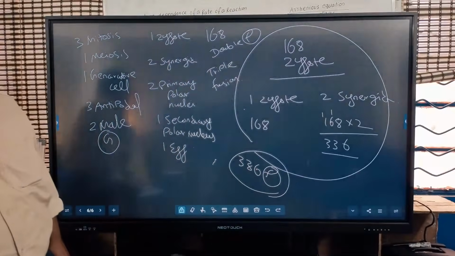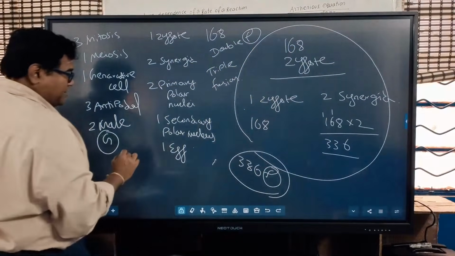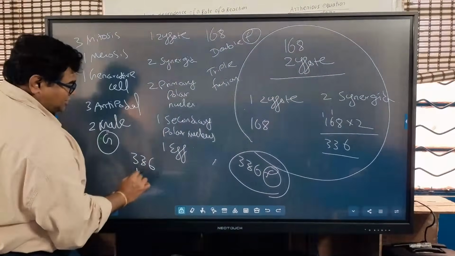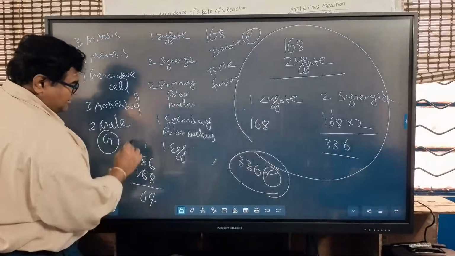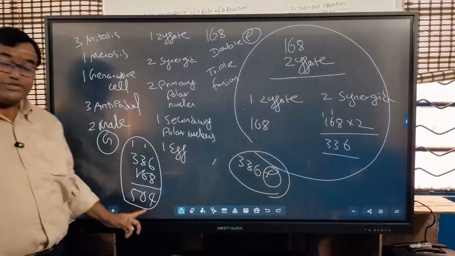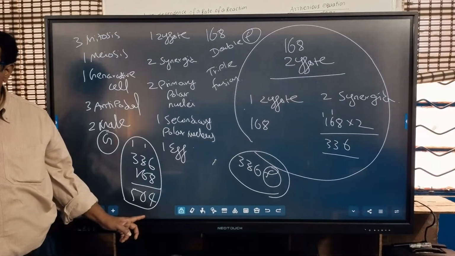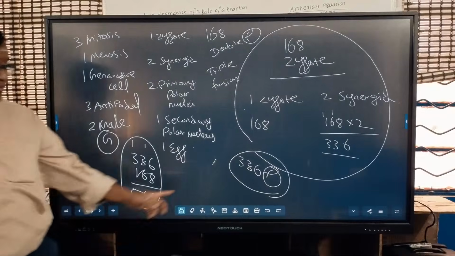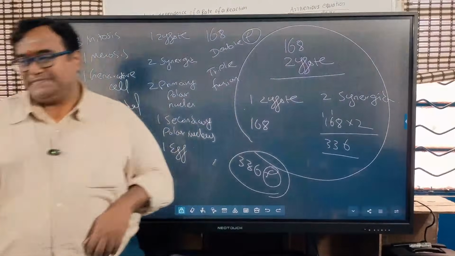336 fertilization. For making 168 zygote, how many fusion I required? 336 plus 168, that is 504. 504 fusion I required. How many fertilization I required? 336 fertilization for making 168 zygote.